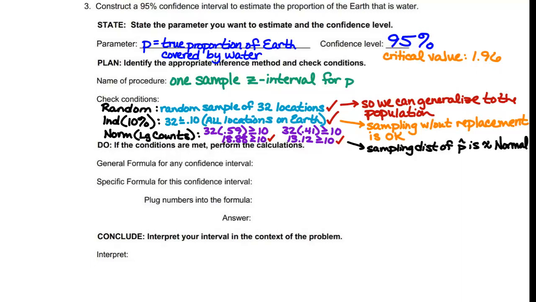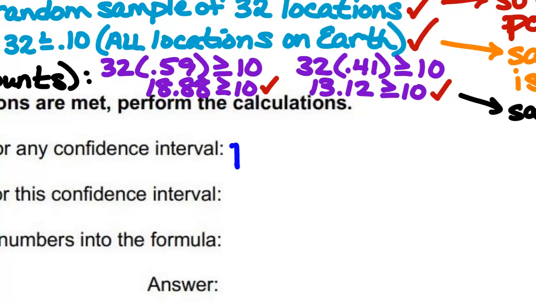All right, general formula for any confidence interval. We're going to write this out in words. The general formula is words here. That is our point estimate plus or minus the margin of error.